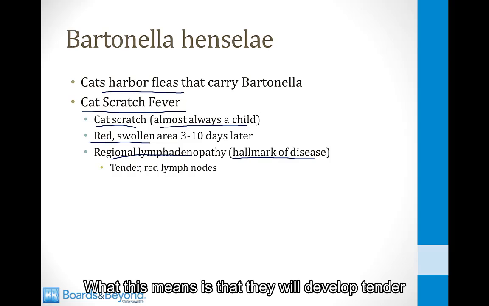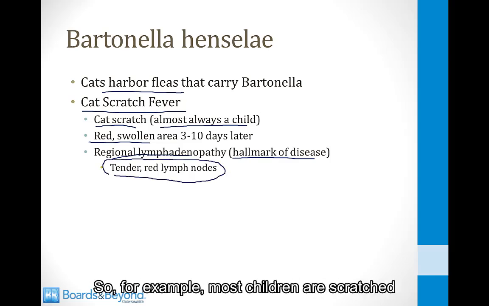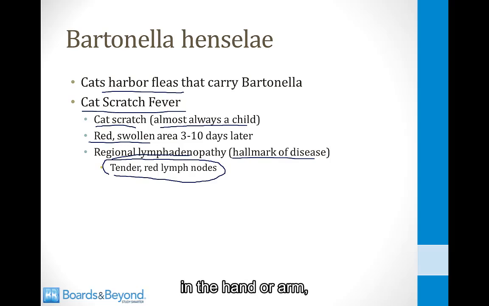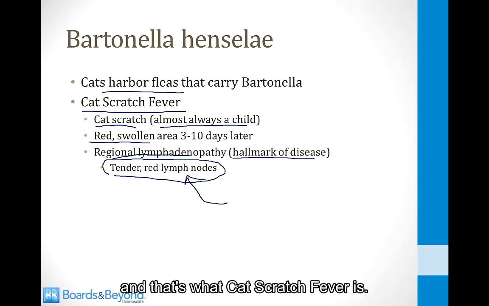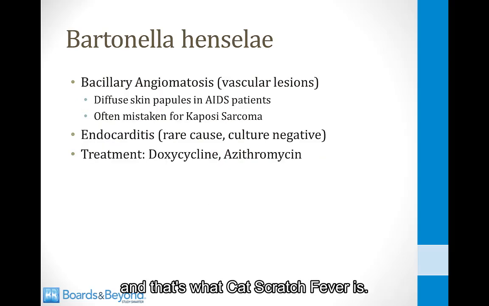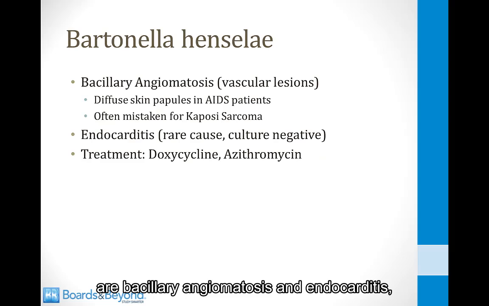What this means is that they will develop tender regional lymph nodes proximal to the scratch. So for example, most children are scratched in the hand or arm, so they will get tender red lymph nodes usually in the armpit, and that's what cat scratch fever is. Two other conditions that Bartonella can rarely cause are bacillary angiomatosis and endocarditis.